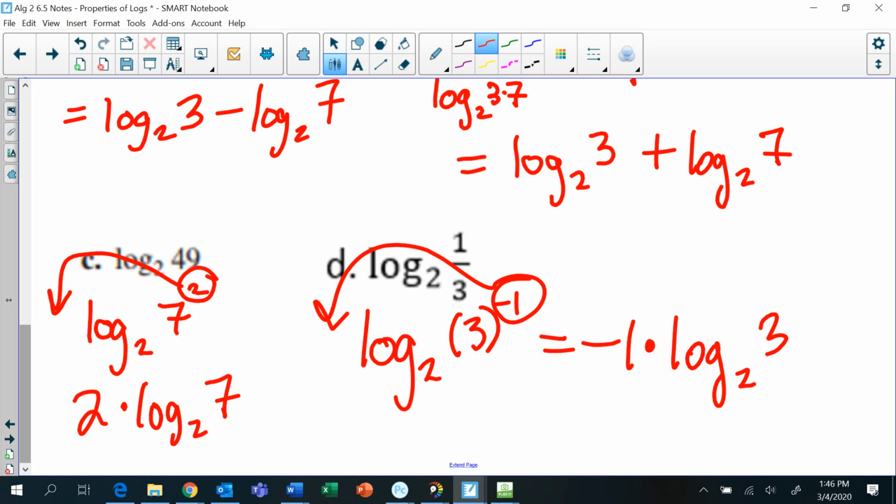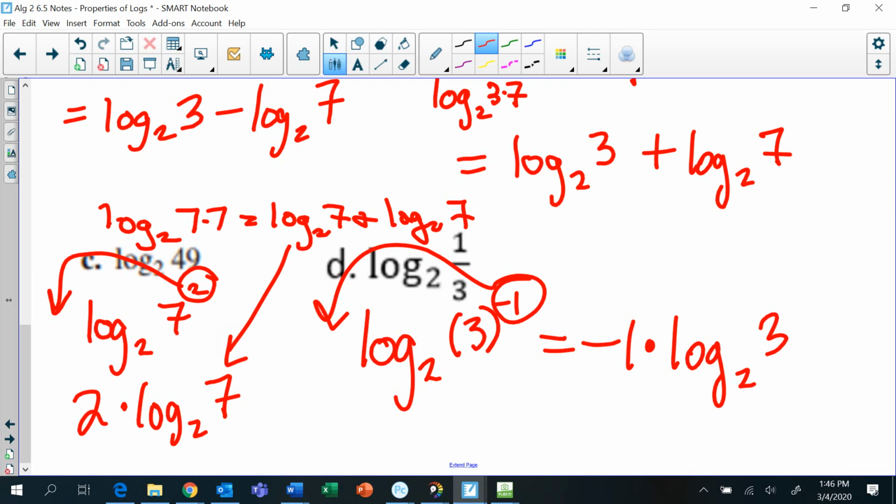power. Okay. This one could have been multiplication. I heard some of you say, oh, that's 7 times 7. And then we could rewrite this as log base 2 of 7 plus log base 2 of 7. So we could rewrite it that way also, but I wanted to show it this way. By the way, log base 2 of 7 plus log base 2 of 7 is 2 log base 2 of 7. Right? Because we're adding 2 of them, it becomes 2 of them.